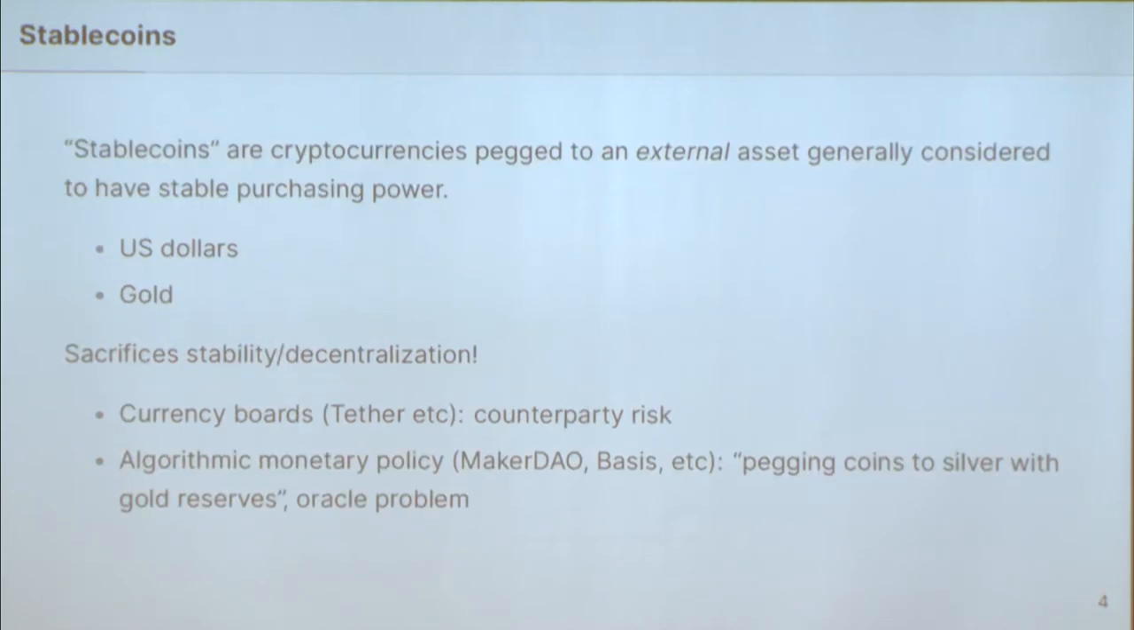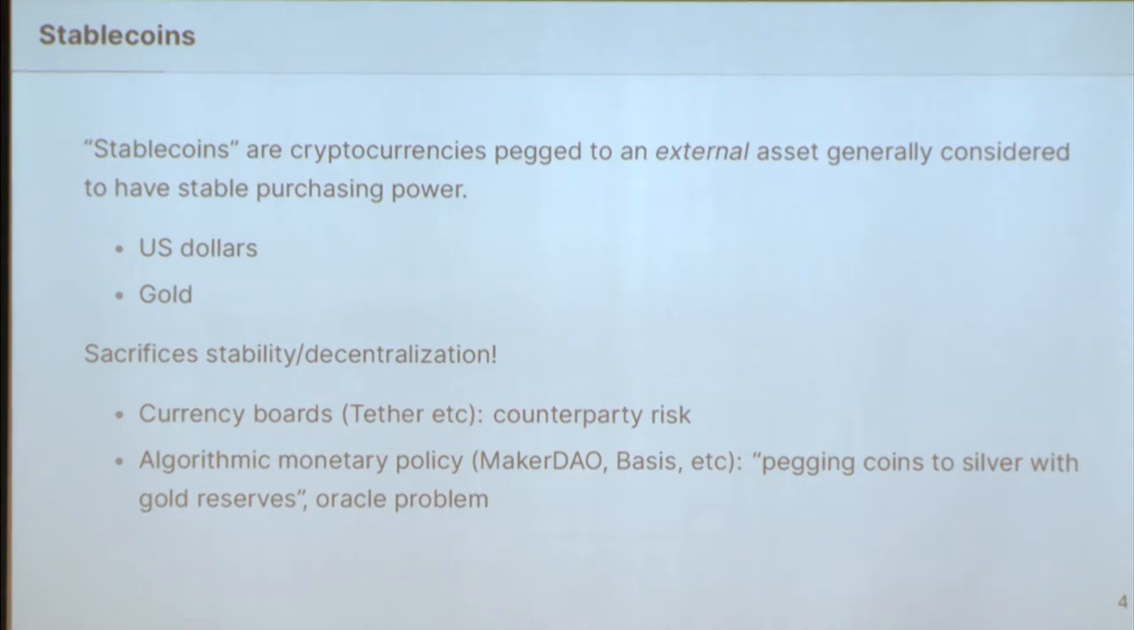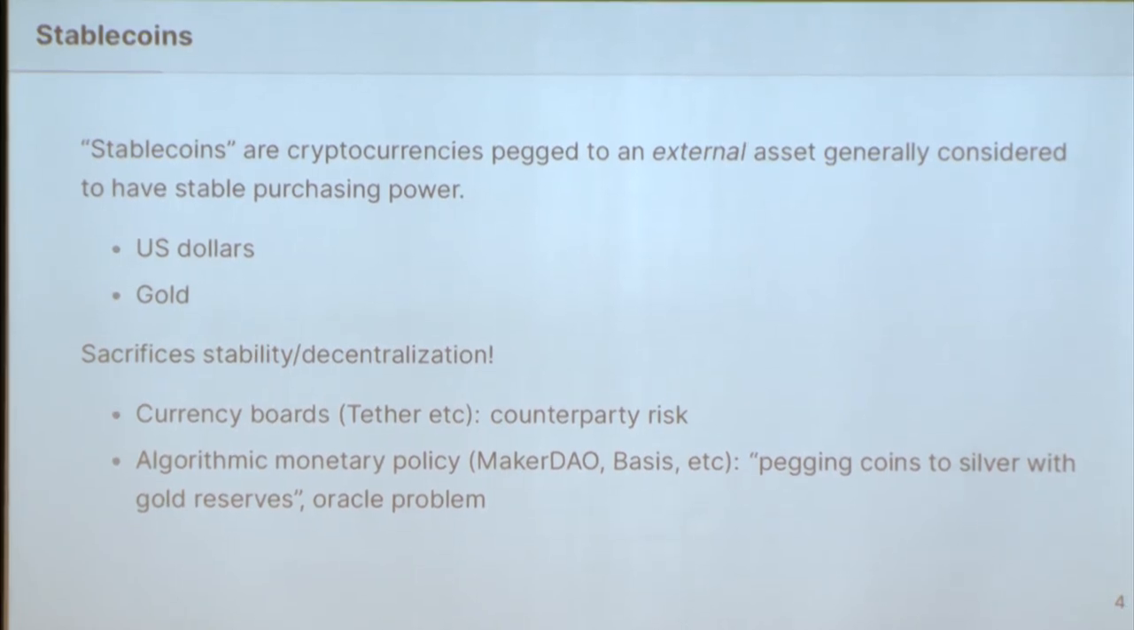So for stablecoins, well, stablecoins are a really old idea. They just peg your cryptocurrency to something else, like gold or the US dollar. Now, this is really hard to do right, because it generally sacrifices stability or decentralization. The most usual way of doing this is to simply have a trusted issuer back each coin with $1. This obviously introduces counterparty risk, and it centralizes the whole thing.